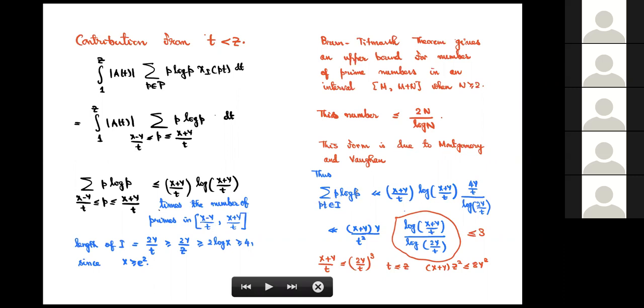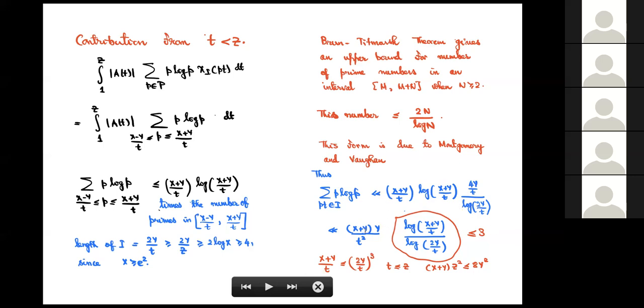So therefore you get 4y by t. If you use this upper bound for the number of primes in this interval, you get x plus y by t times log of x plus y by t, times 4y by t, which is twice the length of the interval, divided by log 2y by t. Instead of 2, if you had any constant, it wouldn't matter. You would just get twice that constant here. And this is the bound you get.